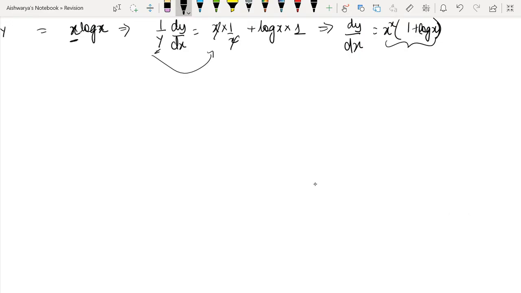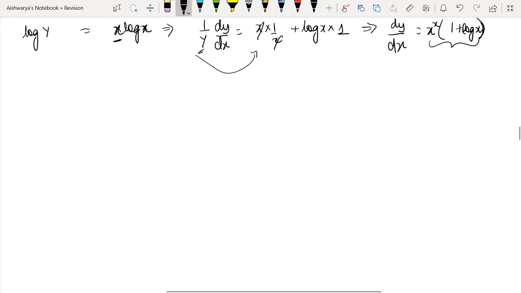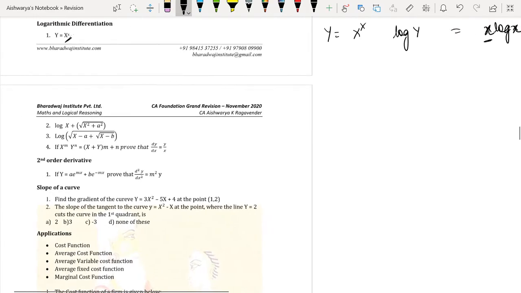It will be good to remember these kind of some results. It will be good for you to remember because it will be very helpful. So this is the first question under logarithmic differentiation. Now coming to the second question, log x plus root of x square plus a square.